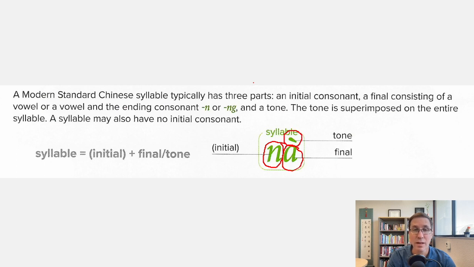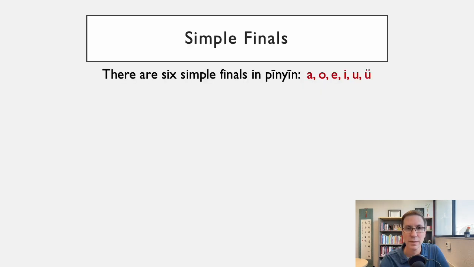And then the third part of every syllable is the tone, which is usually written above the vowel. By the way, there are a total of 4 tones plus a neutral tone in Chinese, which we'll discuss further in the next pre-class video. Let's turn now to look at simple finals. There are 6 simple finals in pinyin, and they're listed here at the top of your screen. Let's listen to the audio first, and please repeat out loud after the speaker.